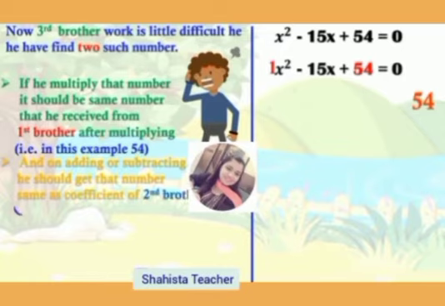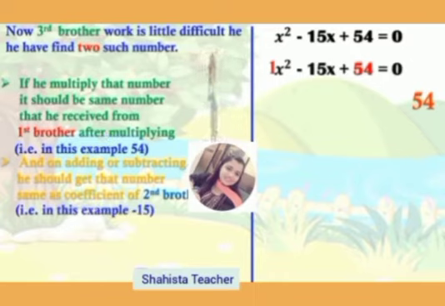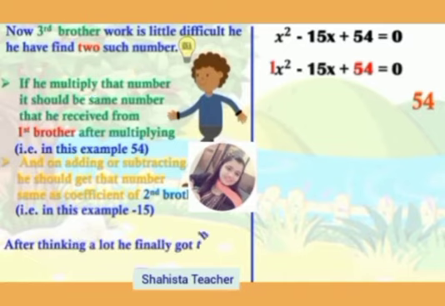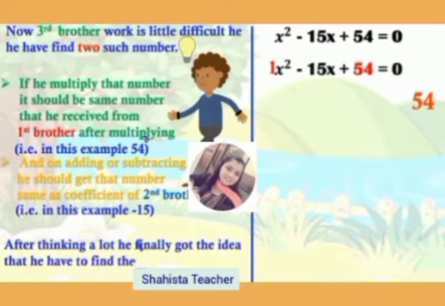So here you can see the second brother. The coefficient of the second brother, in this example, is minus 15. After thinking a lot, he finally got the idea that he has to find the factors. Now here you can see this factorization method, to get the two numbers. So he gets the two numbers from the factors.